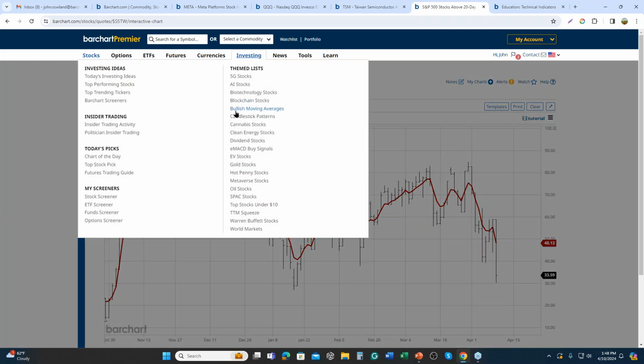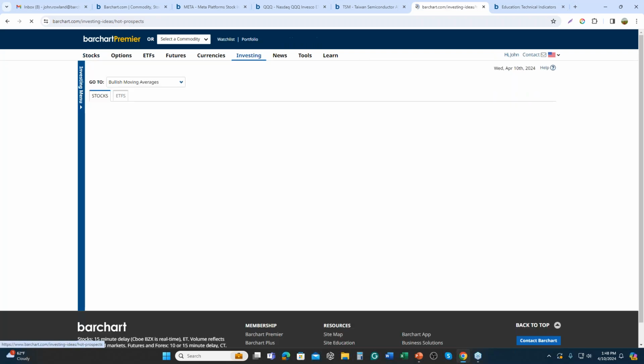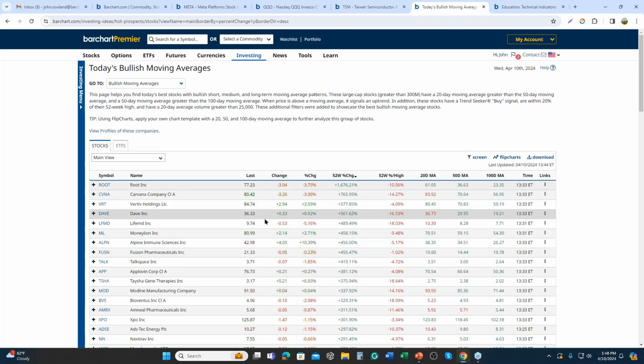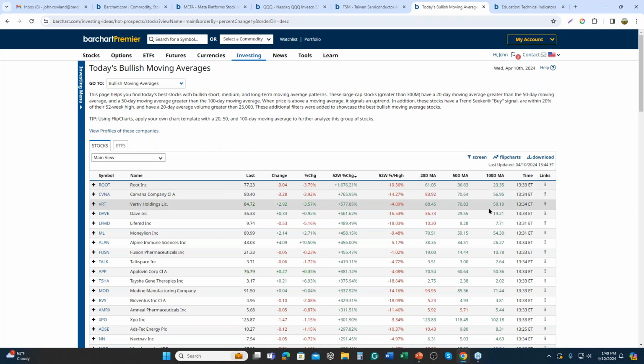Underneath investing, we have something called bullish moving averages. This one is a nice feature because it looks at both stocks and ETFs, and it gives you that 20, 50, and 100-day moving average. Now, what we can do here is very quickly look at this from right to left. Here's my 100-day moving average, it's 23. Here's my 50-day moving average, 36. And here's my 20-day moving average, 61.